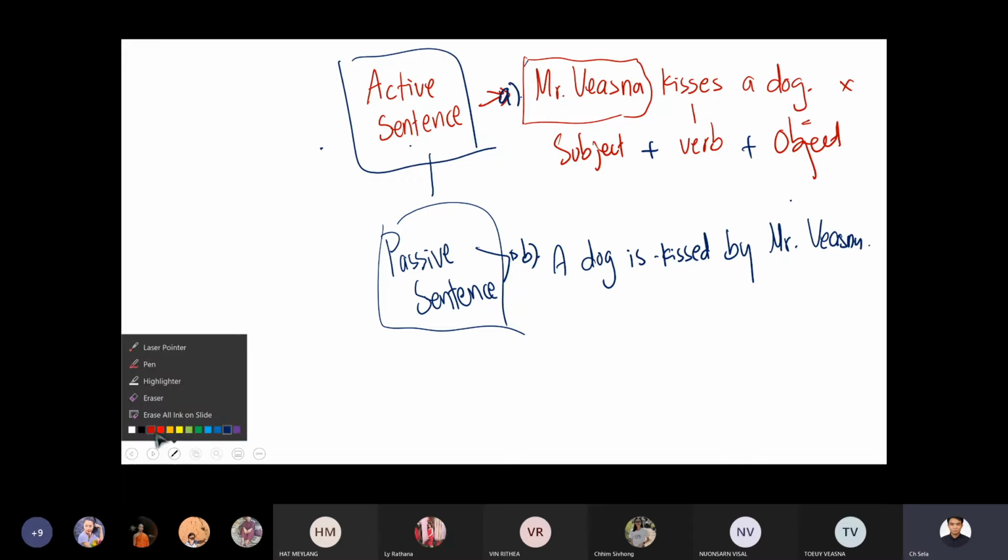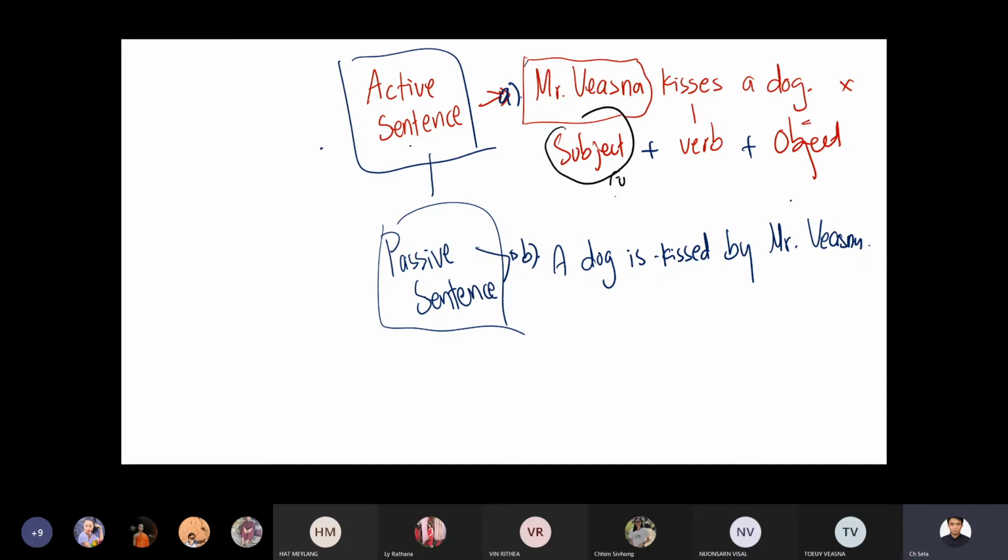All right? Yes, teacher. Okay, so let's look at the difference. When you write an active sentence, this one we call the subject, right? It comes like this. Okay? So we use a passive sentence when the subject does the action by itself.